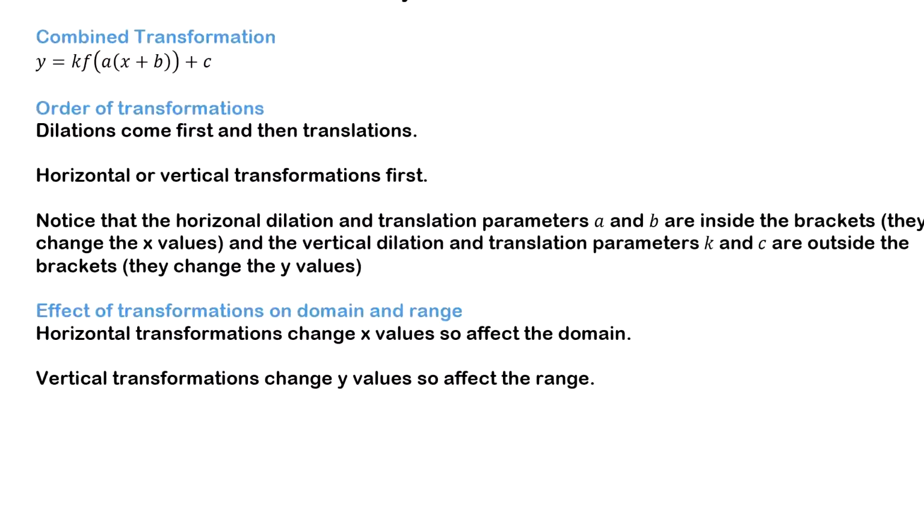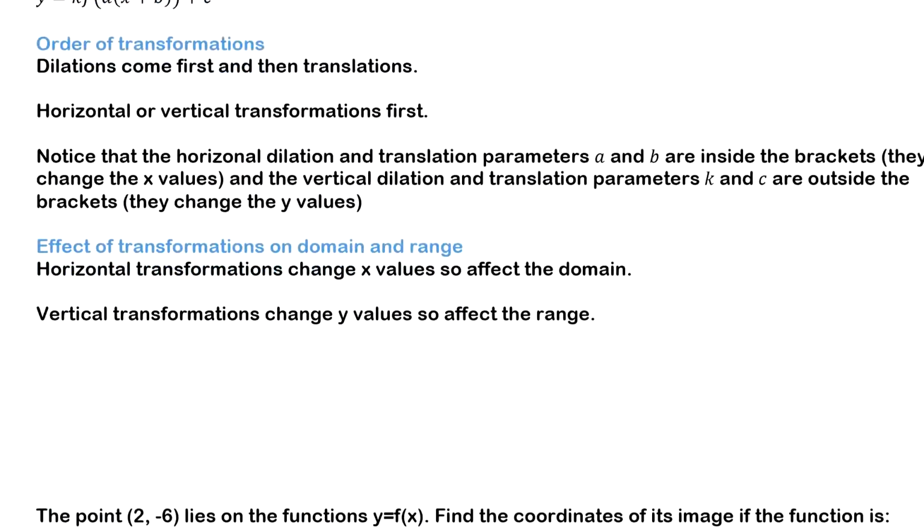Notice that the horizontal dilation and translation parameters a and b are always inside the brackets because they change the x values. The vertical dilation and translation parameters k and c are outside the brackets because they change the y values. Horizontal transformations change x values, so they do affect the domain. Vertical transformations change y values, so they affect the range.